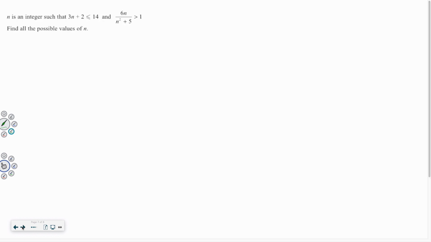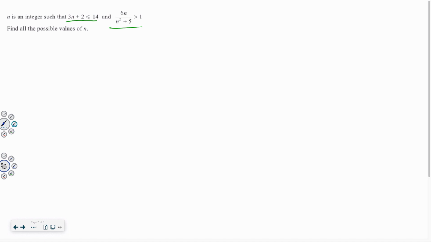The last question that I'm going to be looking at in this video says n is an integer such that 3n plus 2 is less than or equal to 14 and 6n divided by n squared plus 5 is greater than 1. We're asked to find all the possible values of n. This was actually the last question on paper 1 of the Edexcel June 2018 maths exam. What we have to do is treat these inequalities as 2 separate inequalities until we get to the end of the question. So that's what I'm going to do.